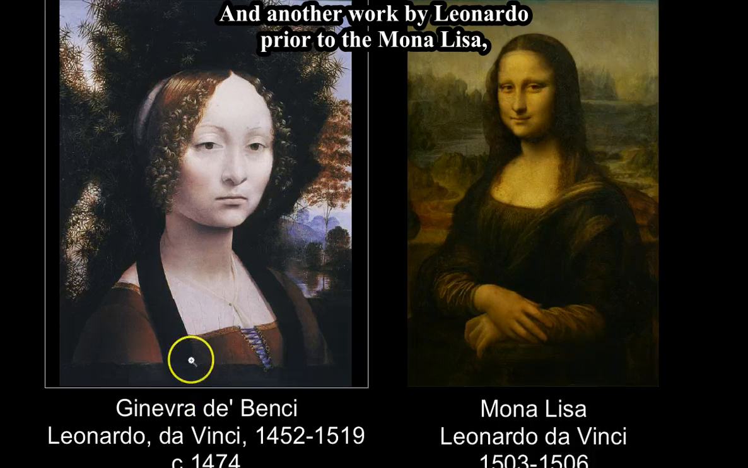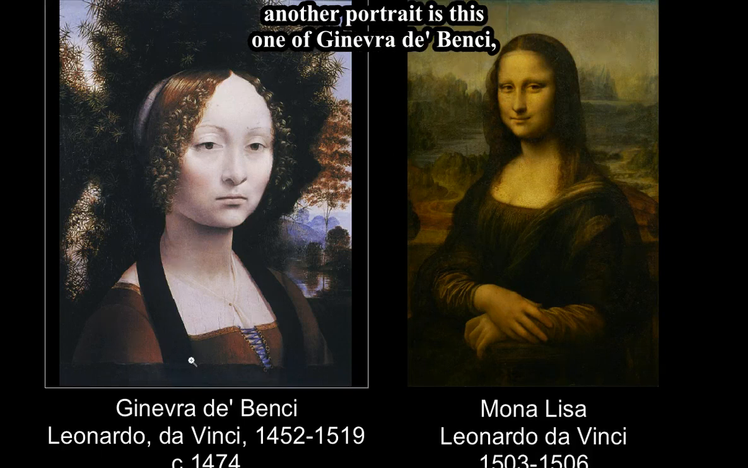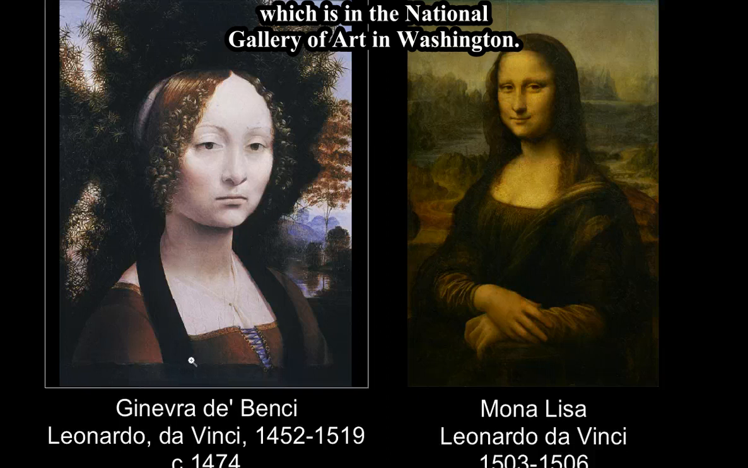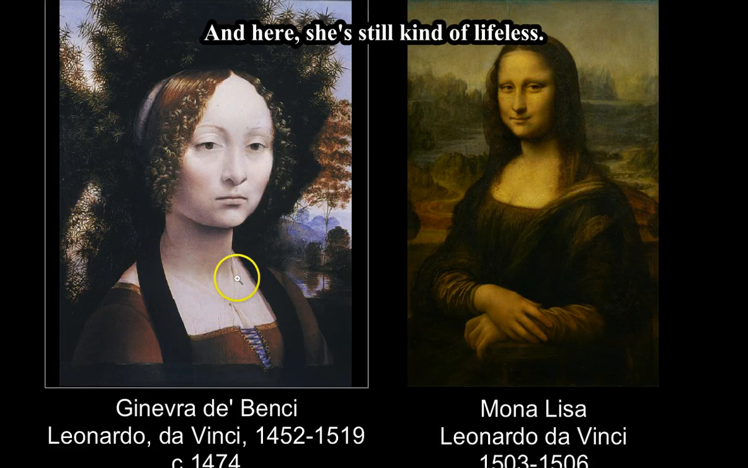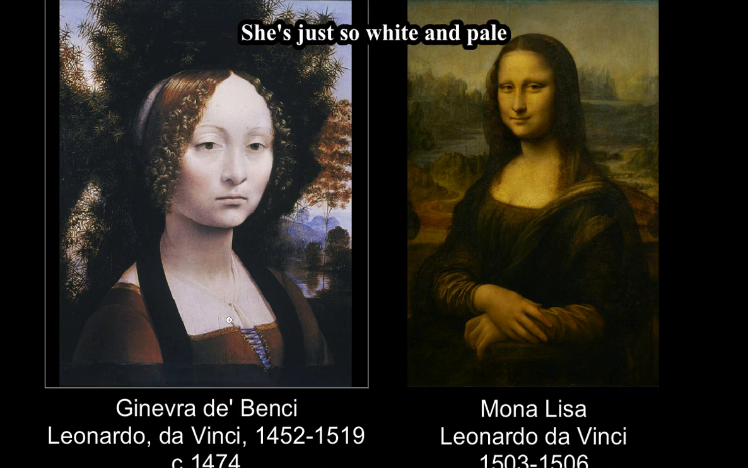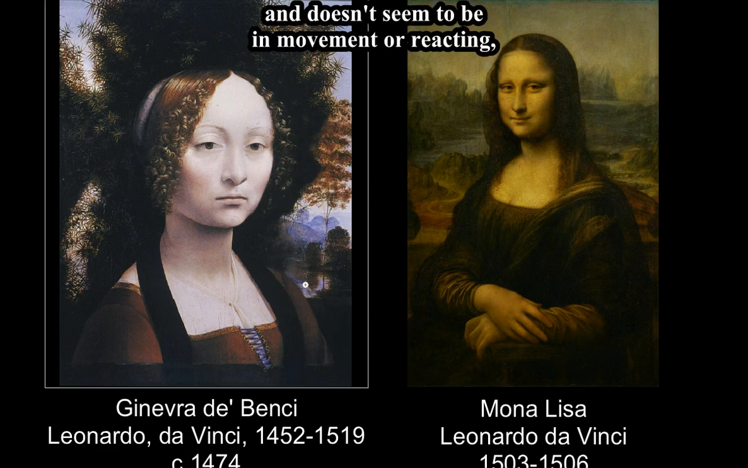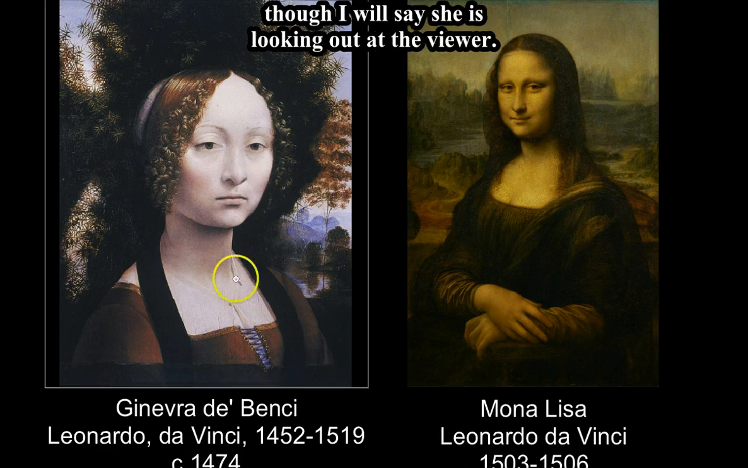Another work by Leonardo prior to the Mona Lisa, another portrait, is this one of Ginevra da Benci, which is in the National Gallery of Art in Washington. And here, she's still kind of lifeless. She's just so white and pale, and doesn't seem to be in movement or reacting, though I will say she is looking out at the viewer.